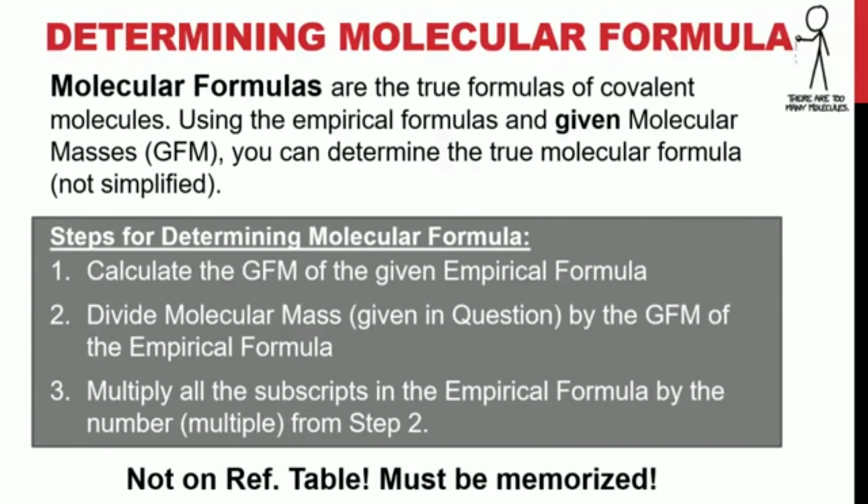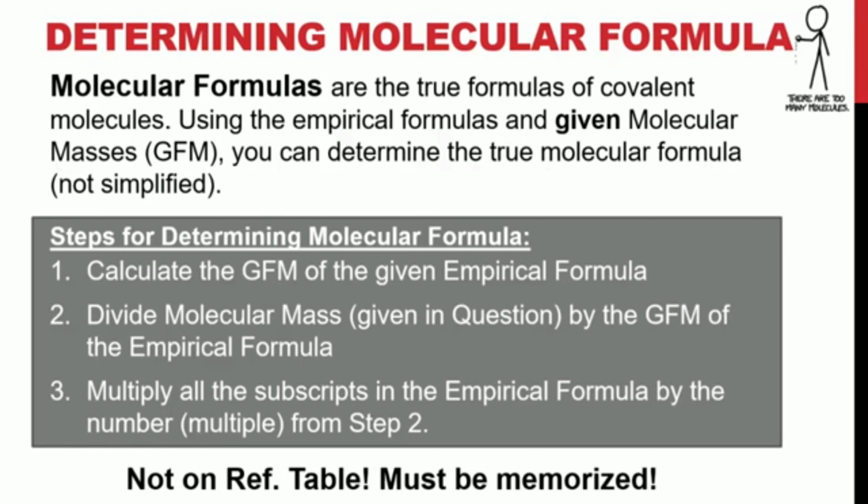The molecular formula is the true proportion of elements in a covalent molecule. You can use empirical formulas and a given molecular mass, also known as a gram formula mass, to determine the true molecular formula of a compound. In order to do this, you have to follow 3 easy steps. The hardest part about these steps, though, is that they are not on the Regents chemistry reference table, so you have to know what you are doing.